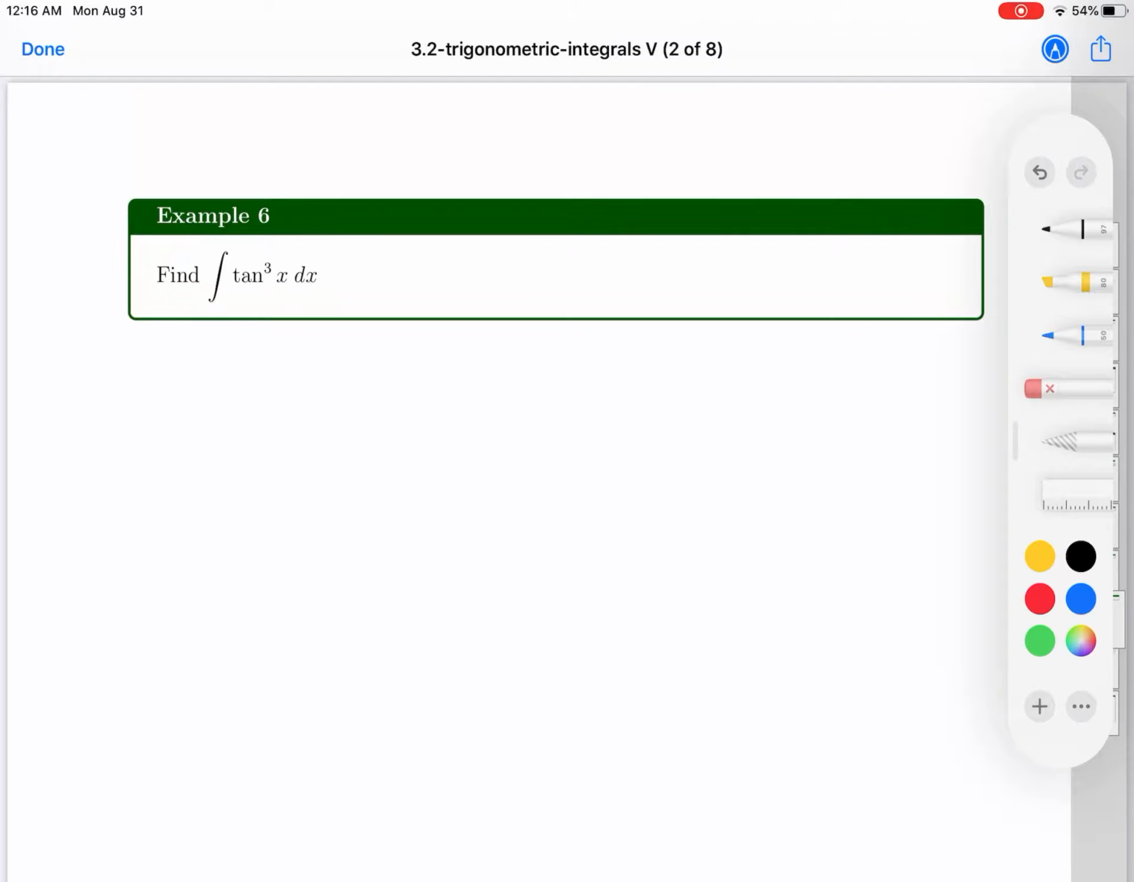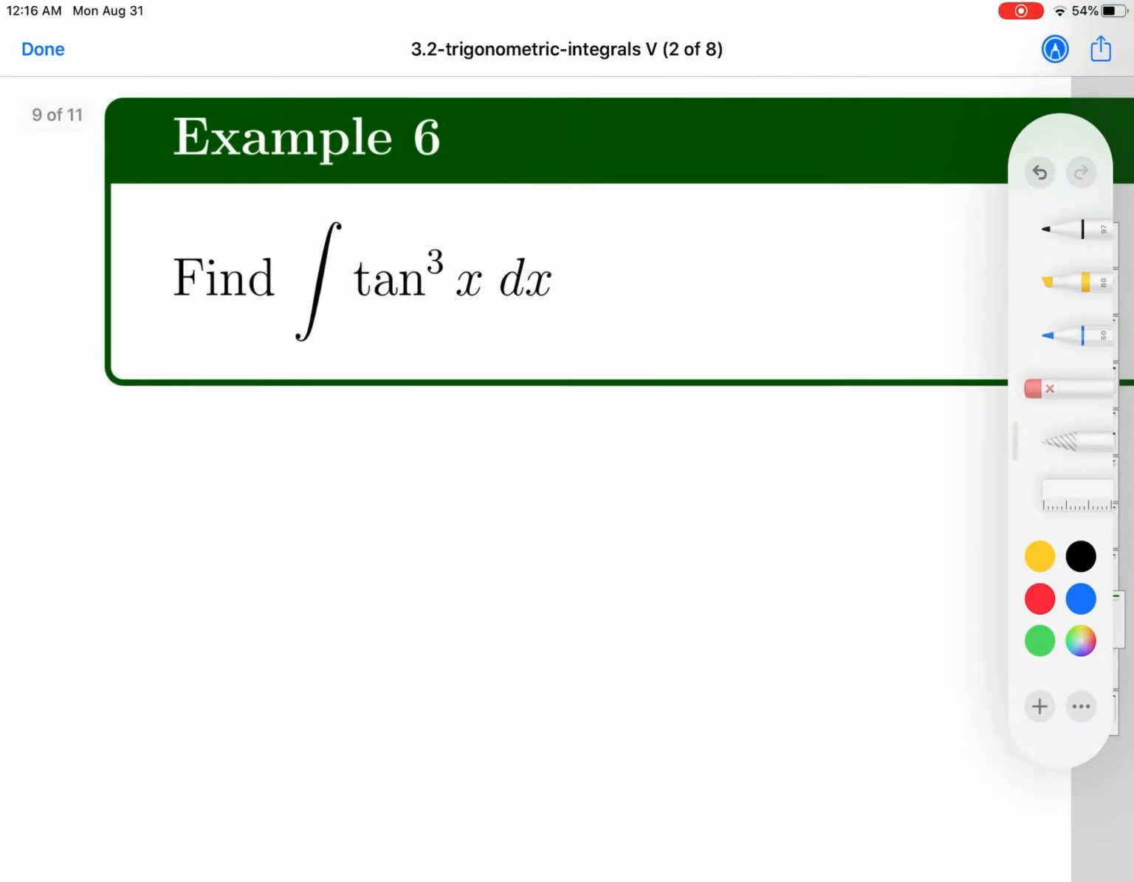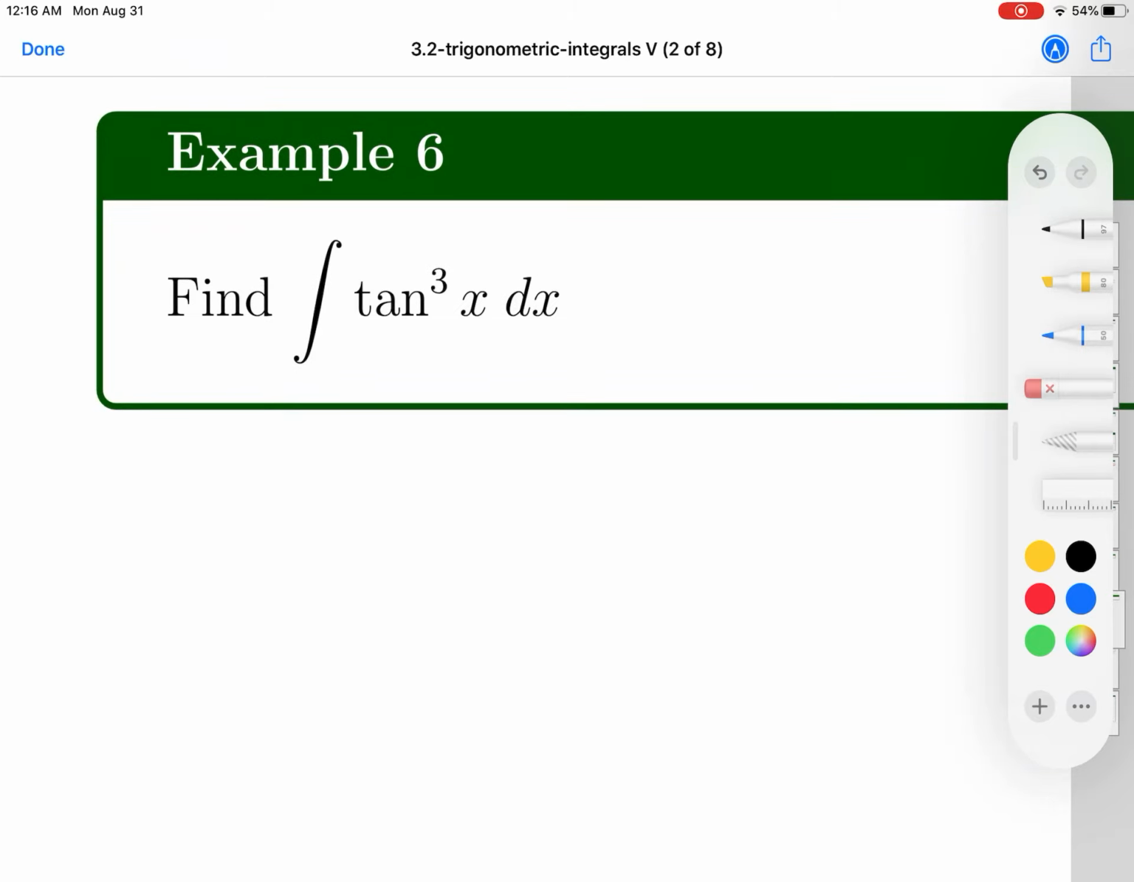Hey guys, welcome back. So we're finishing up 3.2. We have two examples left, example 6 and example 7, and we're going to go ahead and tackle example 6 right now. So we have the integral of tangent cubed x dx.